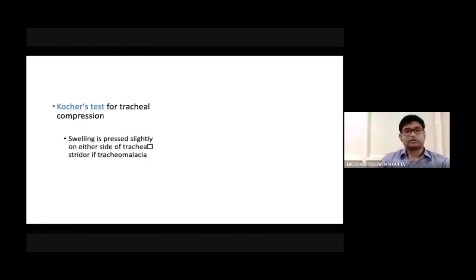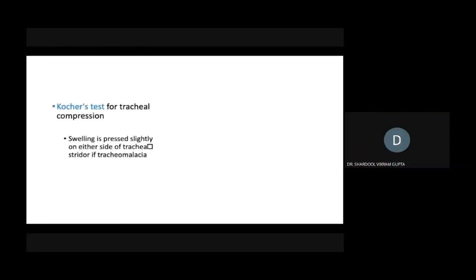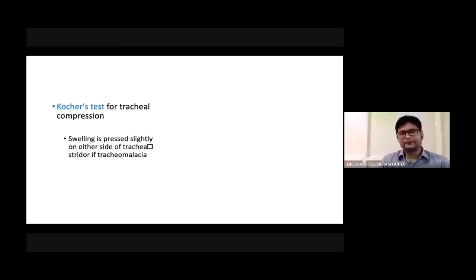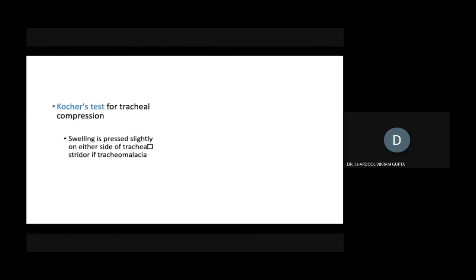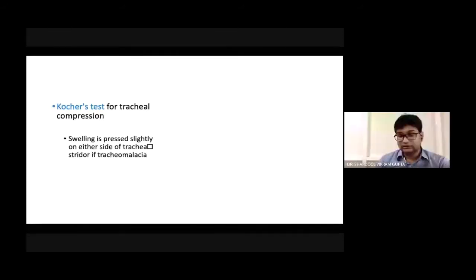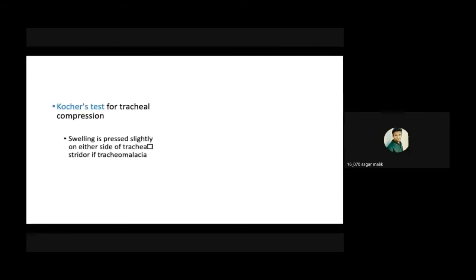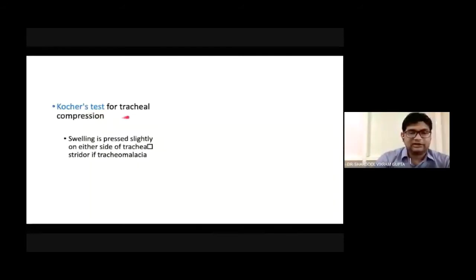So what is Cocker's test? Unmute your mic and let me know what it denotes. The test is written, but you have to tell what it denotes. Sir, this is due to scabbard trachea. Do you know what is scabbard? Yes, sir, it is a sheath for holding a sword. So the Cocker's test is for tracheal compression.